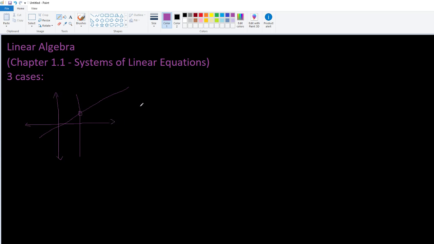So for this case, you have two equations and you have one unique solution. Okay, this is case 1. Case 2: let's say you have a line like this and then a parallel line like this. Even if you extend these lines to infinity, they'll never actually cross. So here you have two equations, no solution.